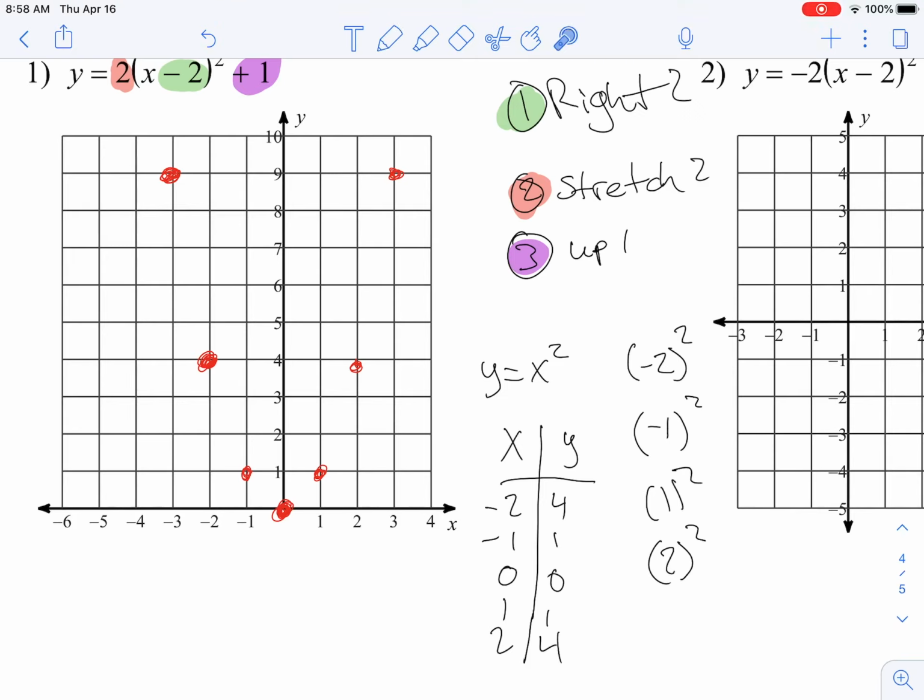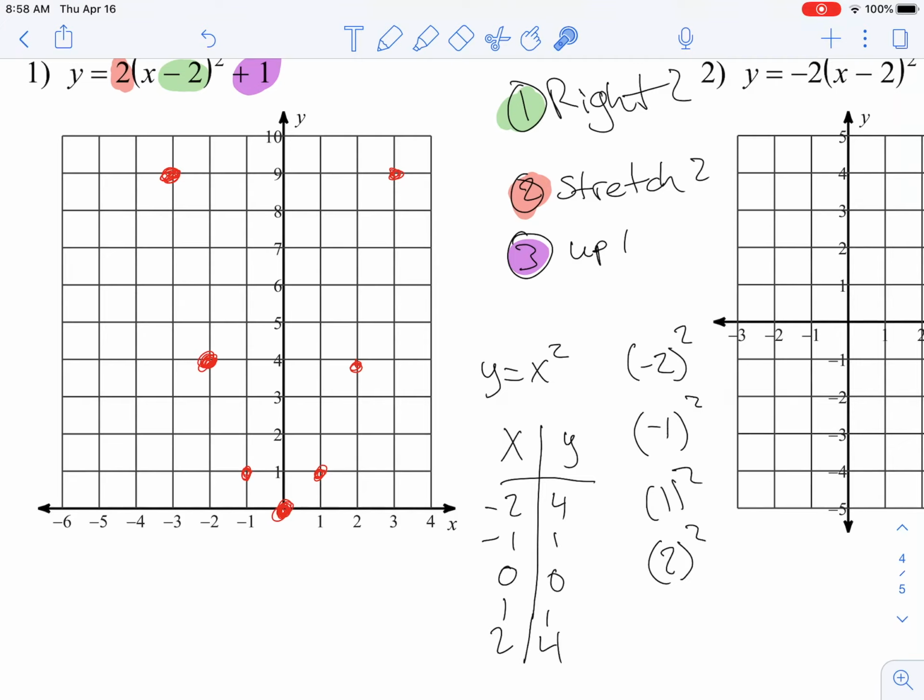So do you notice that with these base kind of quadratics, if I have a negative number here that I'm plugging in, when we square that negative number, it ends up becoming positive for our parent function.